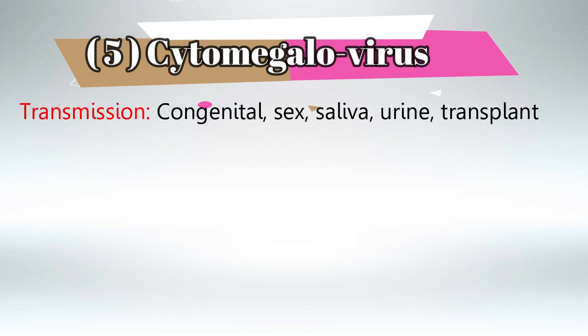Herpes number 5, also known as cytomegalovirus, well, it's number 5, so it has 5 ways of transmission, and they are congenital, sexual intercourse, saliva, urine, and organ transplant.